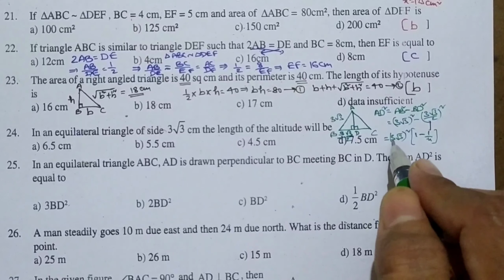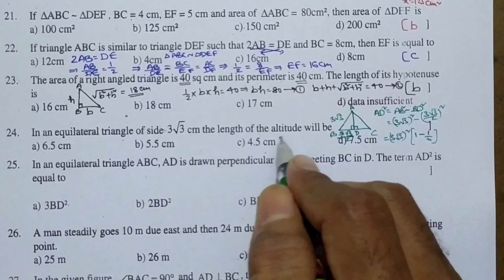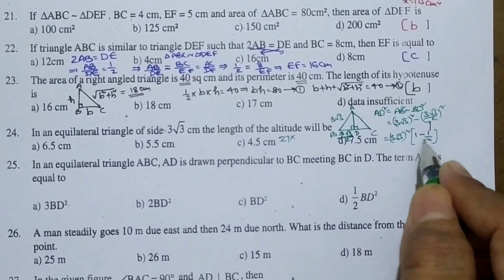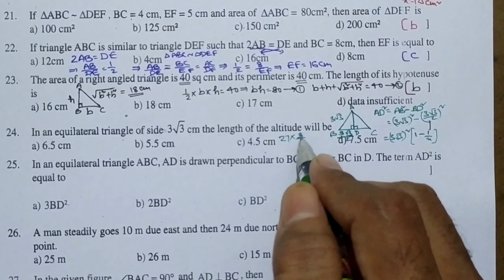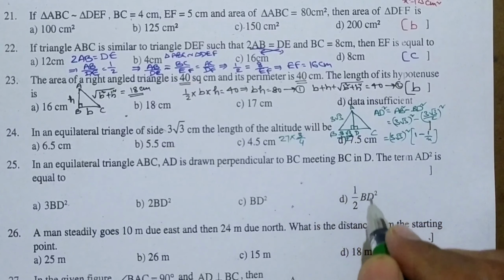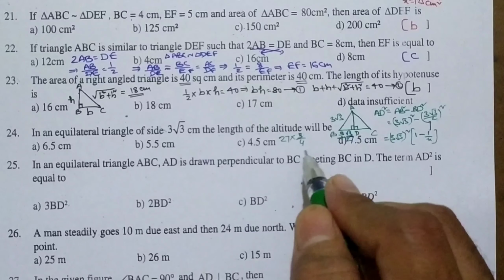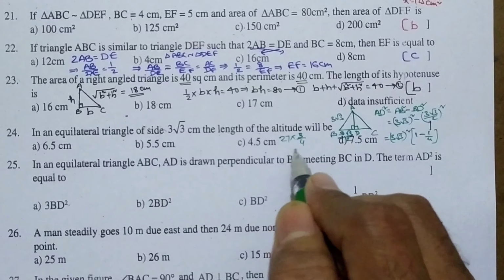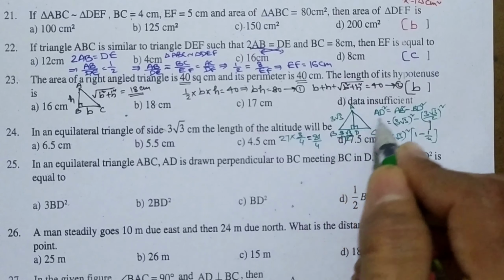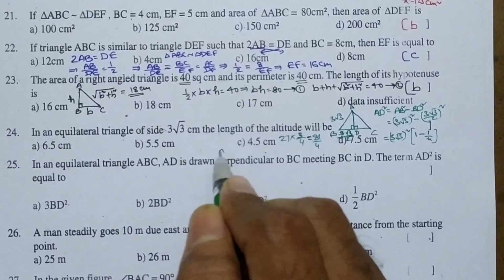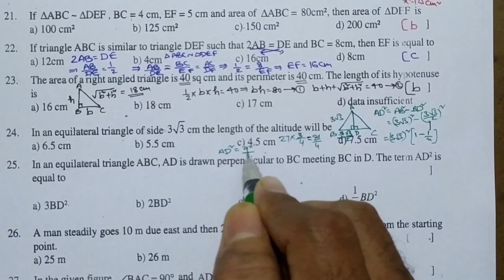Now here, 3 root 3 squared: 3 squared is 9, and (root 3) squared is 3, so 9 times 3 is 27. So here I am writing 27 into (4 minus 1) by 4, that is 3 by 4. So 27 into 3 by 4 is 81 by 4. Actually, what is this 81 by 4? It is AD squared. So here we get AD squared is equal to 81, which is 9 squared, by 4, which is 2 squared.